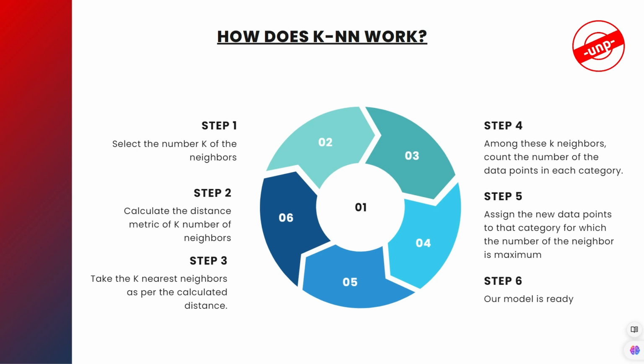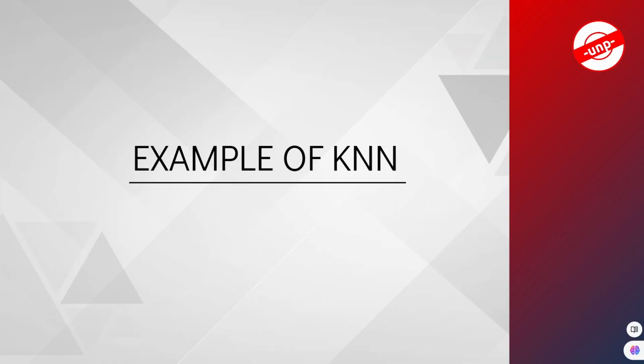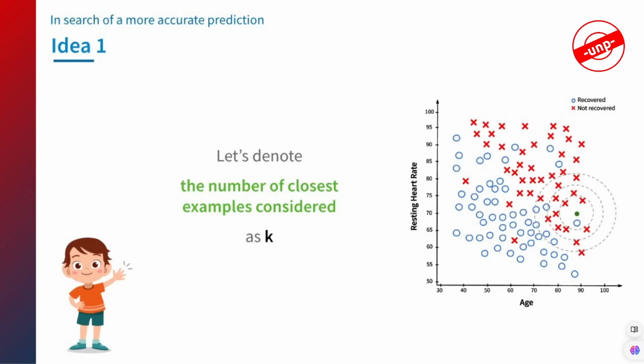Step 6. Our model is ready. Meaning the KNN model is now prepared to make predictions based on the defined steps and chosen neighbors. Now let's understand KNN better using an example. In this example, we will determine into which category the new data point belongs.